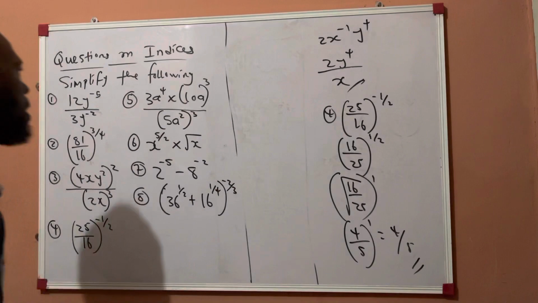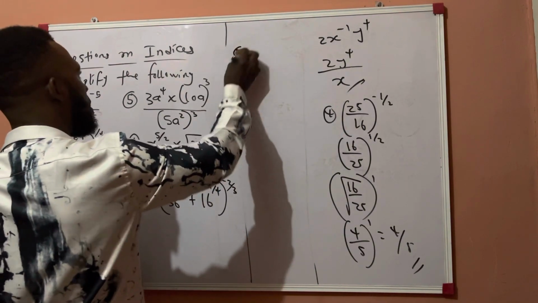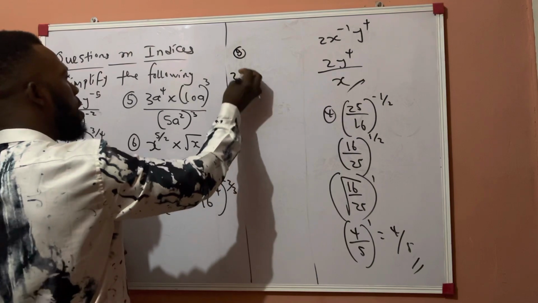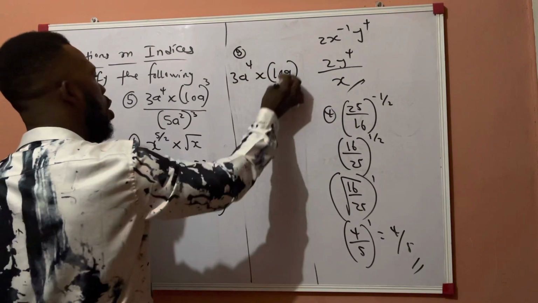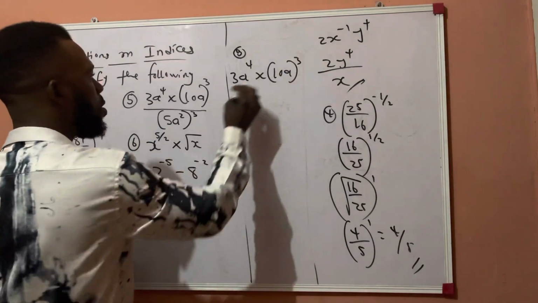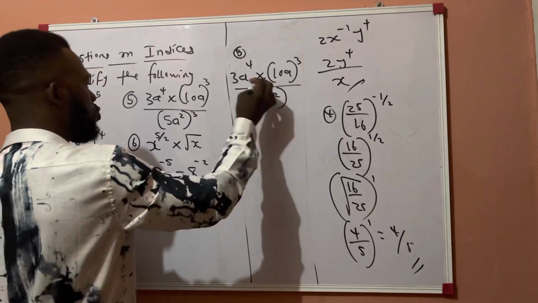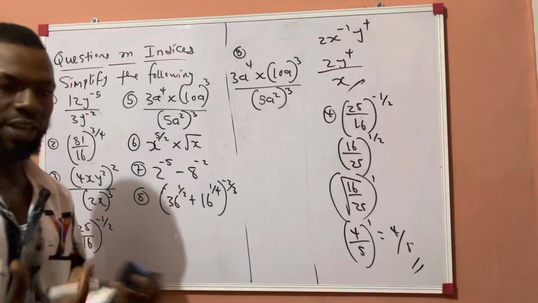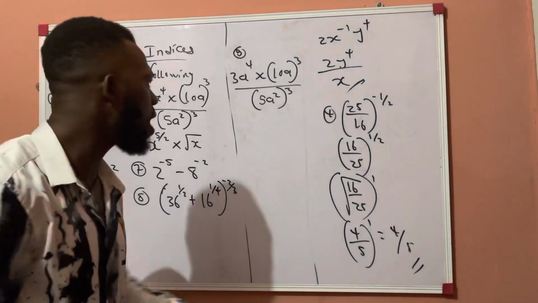Question number 5. Alright, question number 5 says (3a^4 × 10a)^3 over (5a^2)^3. Nearly like example number 3. Okay, how can we do this now?